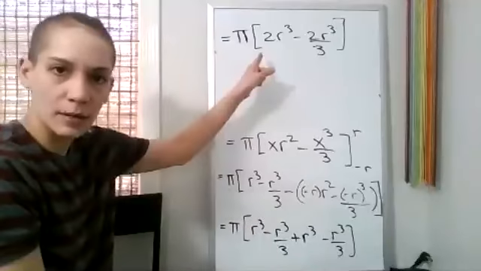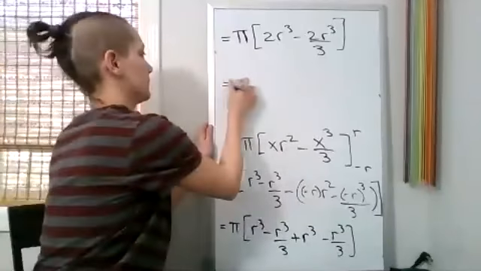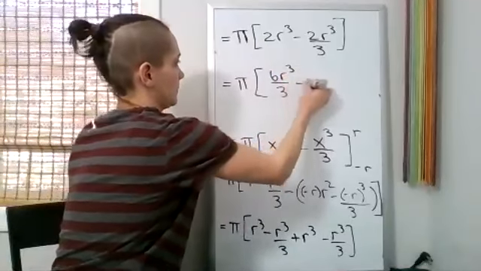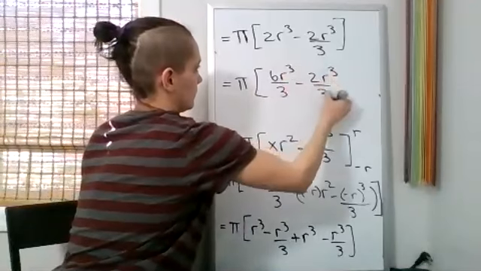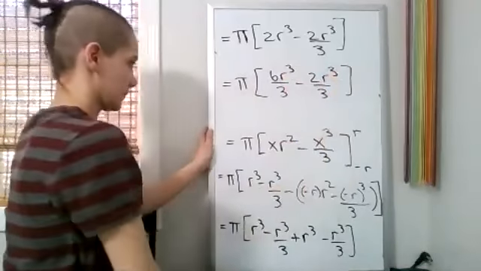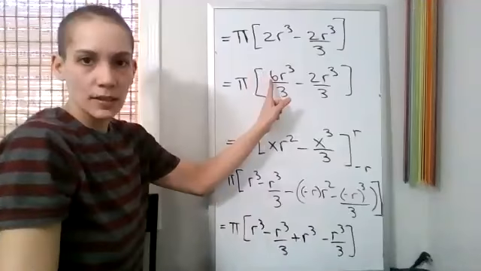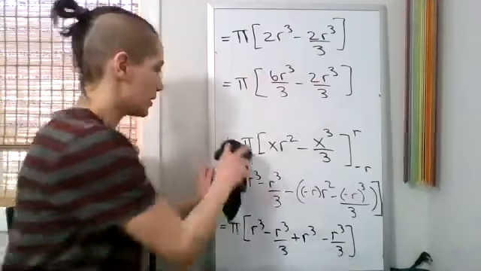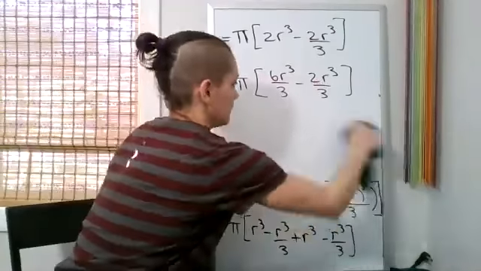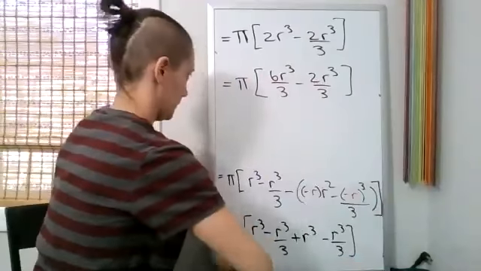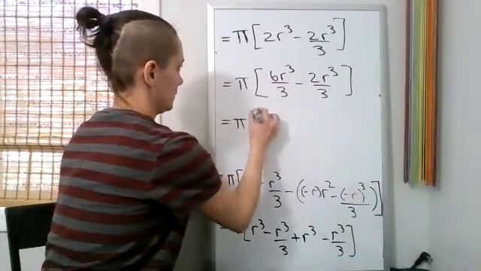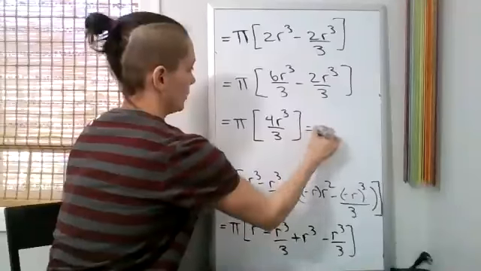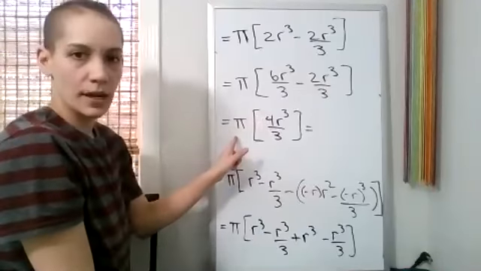Those there. Let's get a common denominator. So 6r cubed minus 2r cubed is in the numerator. It's 4r cubed. Or like we had earlier, 4/3 pi r cubed.